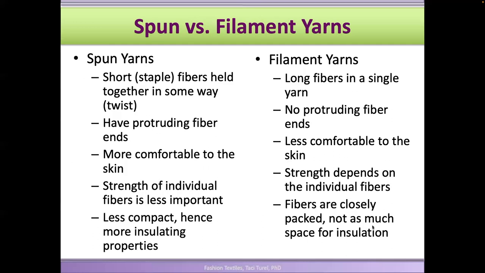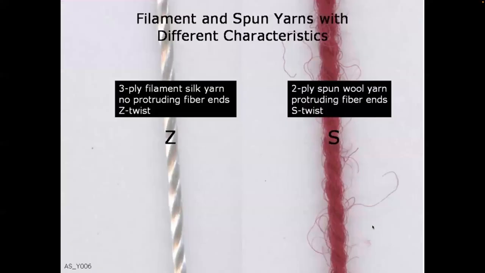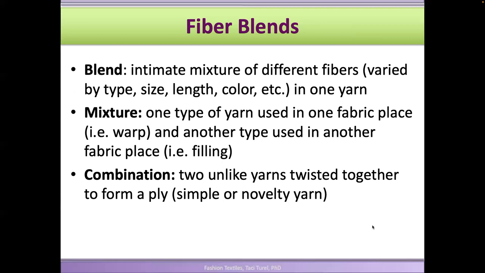Again, remember these main differences. Spun yarns are more comfortable. They have protruding fiber ends. They are not as strong. They're less compact. Filament yarns are more compact, no protruding ends, less comfortable on the skin, and more durable and strong. If you blend nylon and polyester during the spinning process and make a yarn that has both polyester and nylon, we call it a blend.